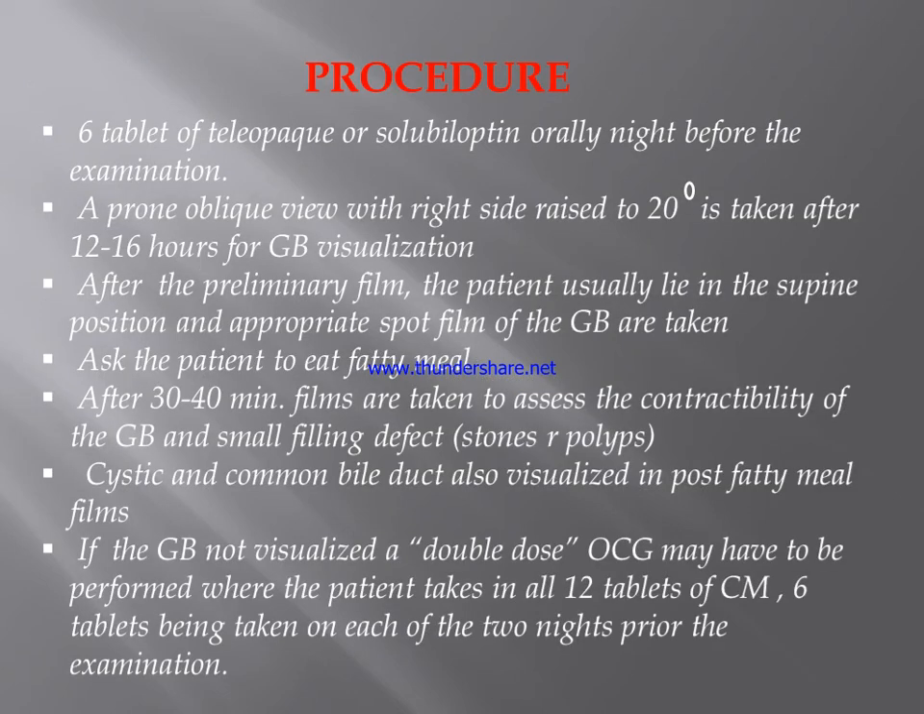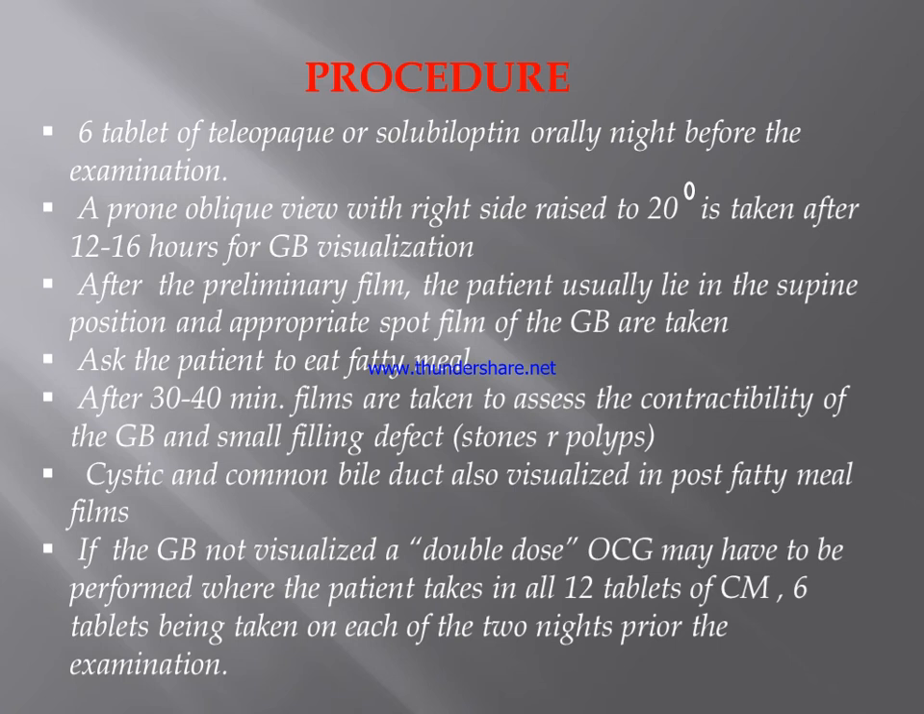Procedure or technique. Give 6 tablets of Telepaque or Solubiloptin orally night before the examination. Next, patient in prone oblique view with right side raised to 20-degree is taken after the 12 to 16 hours of GB visualization. After the preliminary film is taken, patient usually lies in supine position and appropriate spot films of GB are taken.